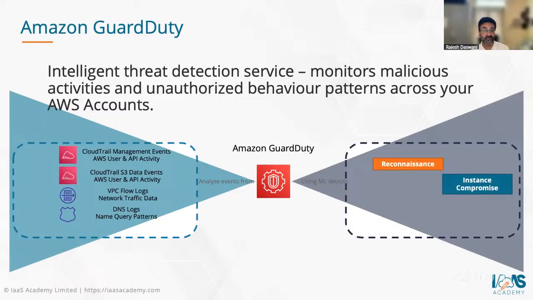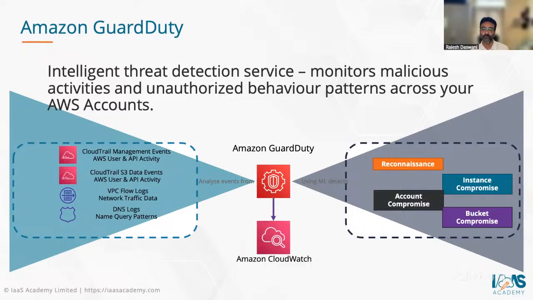It will take all of those events, run ML and analytics on them, and then detect things like reconnaissance, instance compromise, account compromise, bucket compromise, etc., and integrate with CloudWatch to ultimately send out alerts using Amazon SNS, which is an alerting service, or even call Lambda functions to perform certain automated remediation actions.